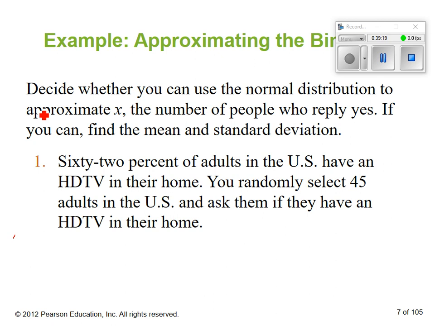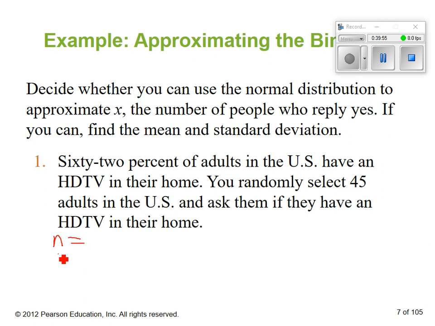Decide whether you can use a normal distribution to approximate X, the number of people who reply yes. If you can, find the mean and standard deviation. So this first one says 62% of adults in the U.S. have an HD TV. That's probably a higher number now. Our book's sort of old, because now if you don't have an HD TV, what happens? You don't get channels. They don't even come in on the SD TVs anymore. You randomly select 45 adults in the U.S. and ask them if they have an HD TV in their homes.